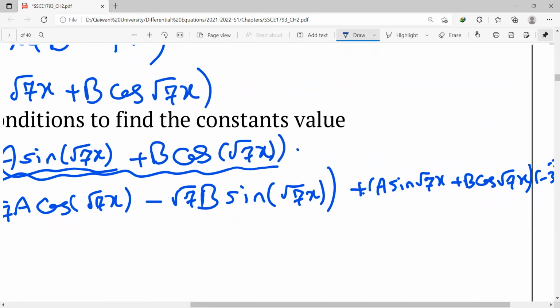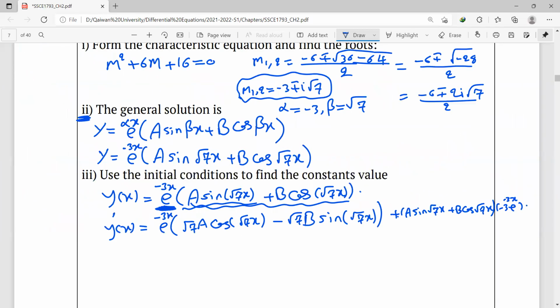Now we have this function for y prime. And then we apply the conditions. We have y of 0 equals 1. It's for the first condition. In function y, we replace each x by 0 and then we equal it to 1. In this function, we equal each x to 0. This is value of x, and this is value of y. In that function, we replace y by 1 and x by 0.